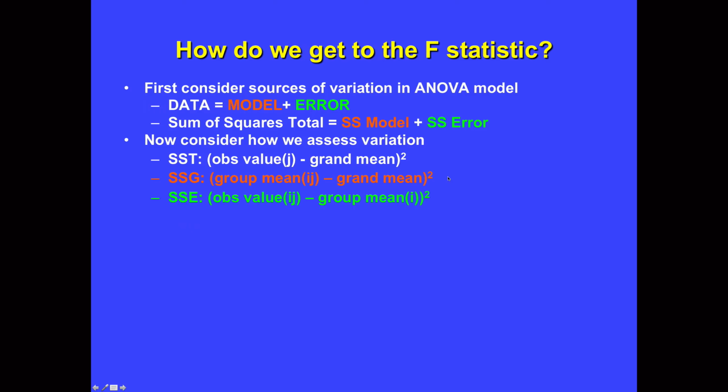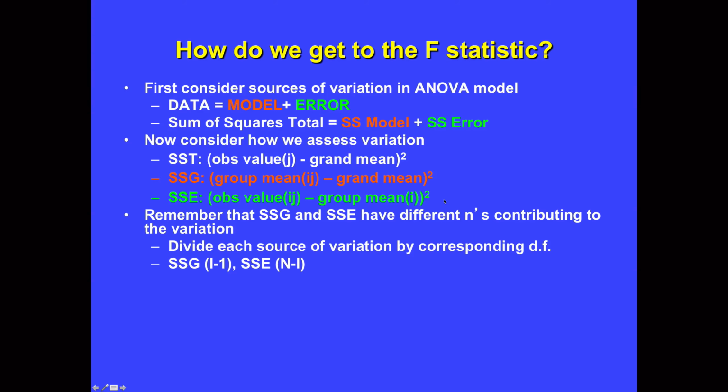The sum of squared groups is defined by looking at the difference between the group mean and the grand mean for every individual in the data set and squaring that and summing up across all observations. And the sum of squared error is derived by looking at the difference between each individual within group and subtracting off the actual group mean. And again, squaring those for each individual in your data set and summing them up.